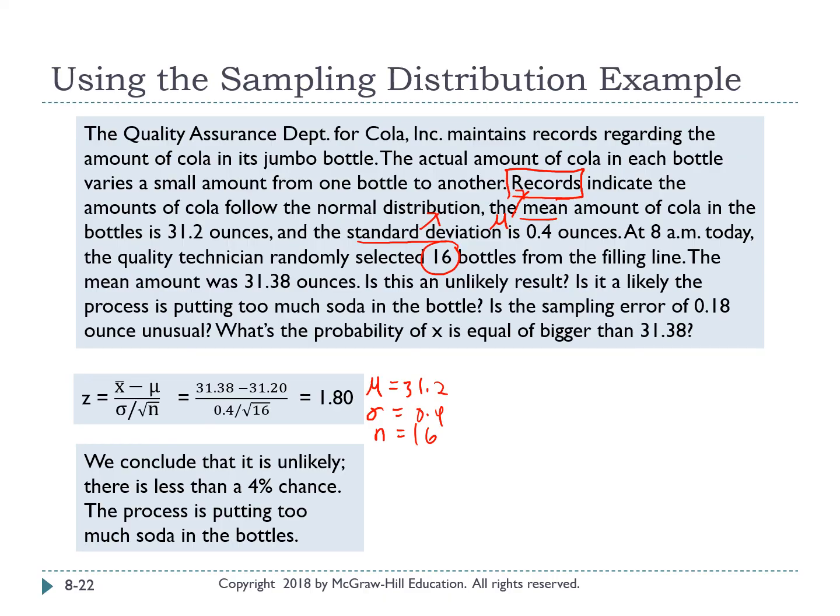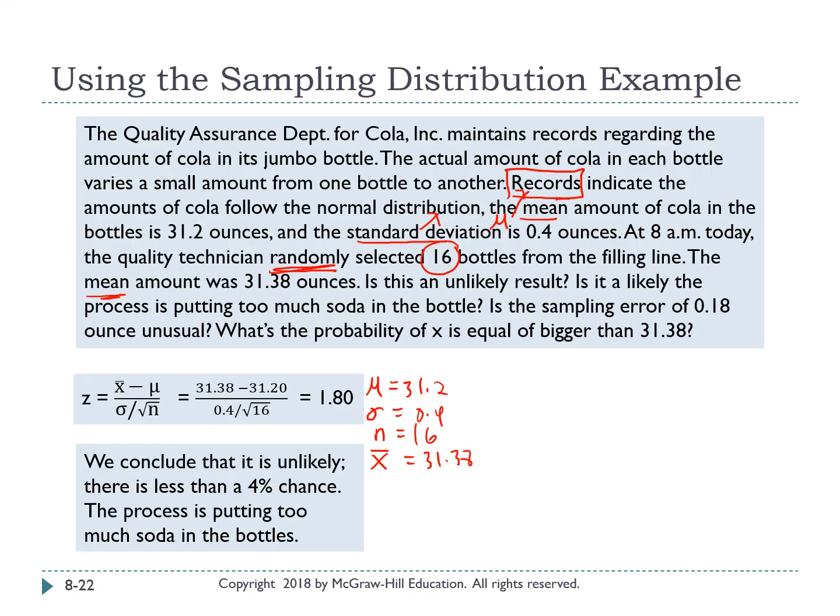So what is this, the second mean? It refers to the random number, meaning that you randomly selected the sample, isn't it? So it is referring to your sample mean. So this is your x bar, which is 31.38. So the question is, is this an unlikely result? Because your population mean is 31.2, but your sample mean is 31.38.